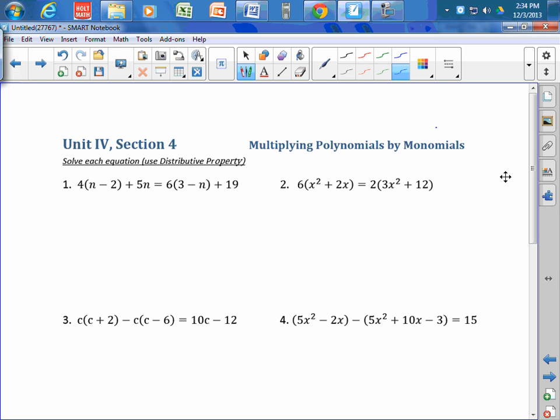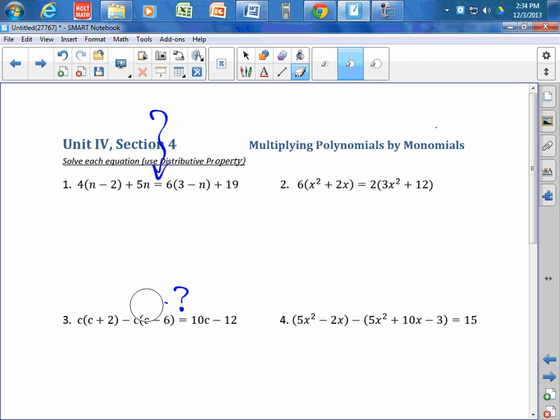Now, what's different about the next set of problems? The equal sign. That's exactly right. And when you have an equal sign, that means you're solving. What we're going to do in number 1 is work this equation down to where we get n is equal to some number. Well, how are we going to do that?